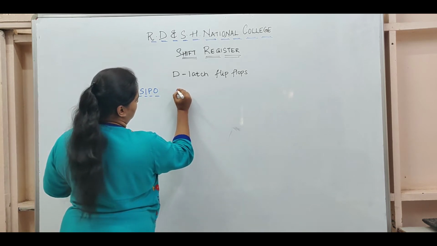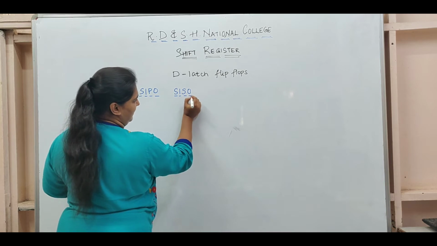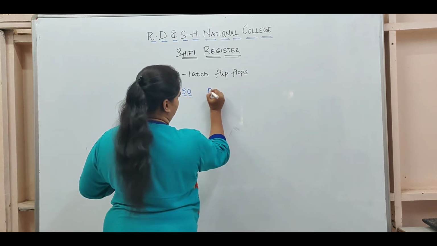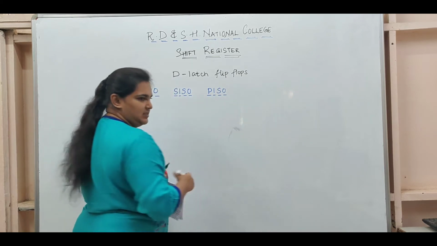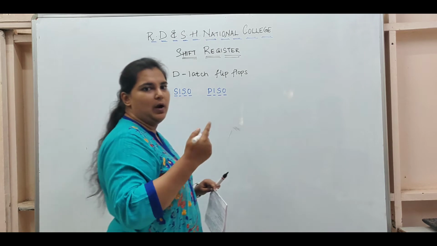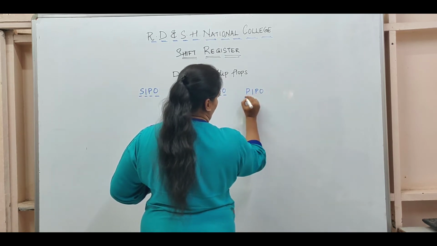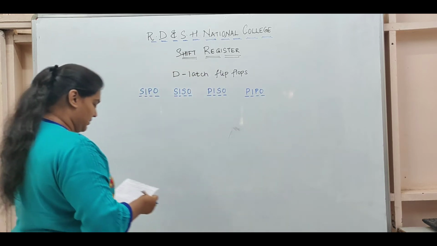Then we have serial in, serial out. So you send in 1 bit at a time and the output is also 1 bit at a time. Then you have parallel in, serial out. So all the inputs are given at the same time, but the output comes out 1 bit at a time. And parallel in, parallel out. So all inputs are given together and the outputs also come at the same time.